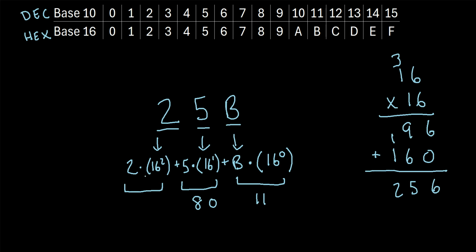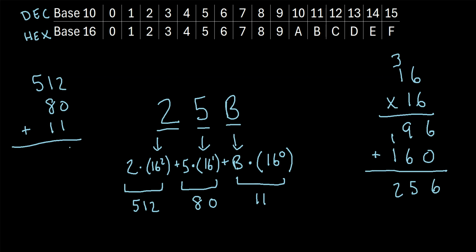So what we have here is 2 times 256. So that turns out to be 512. So our last step is we just add all of these values together. So 512 plus 80 plus 11. Let's see what we get.